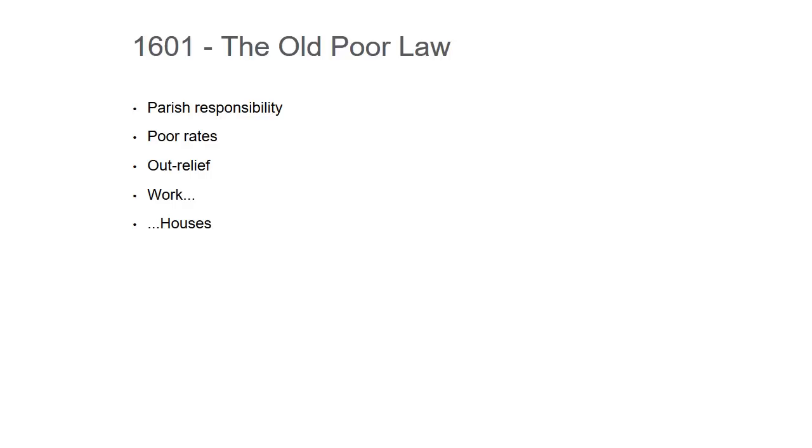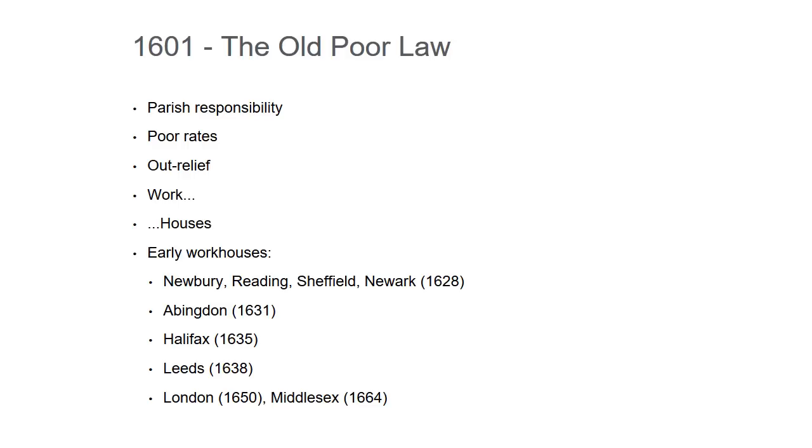They hadn't quite joined together in 1601, but over the next century or so, you got the appearance of institutions that combine those two functions, housing the helpless poor and places where the able-bodied poor could go and work in return for their board and lodging. And there were some early institutions of this type in some of the larger towns of the day: Newbury, Reading, Sheffield, Newark, Abingdon, Halifax, Leeds, and in the capital, London, and Middlesex in the mid-17th century.